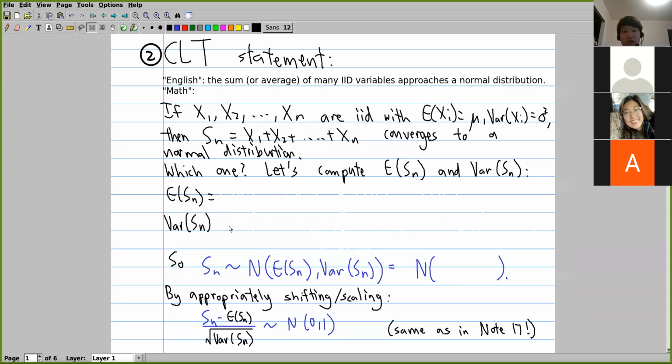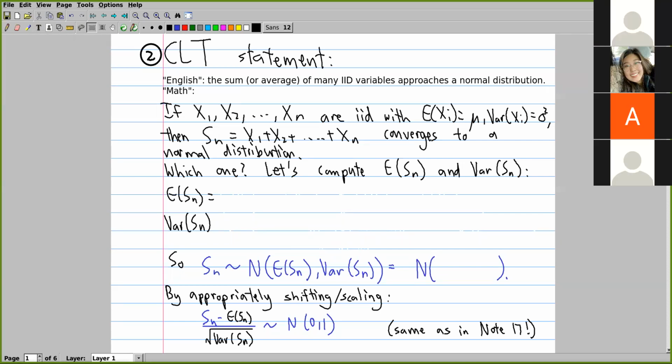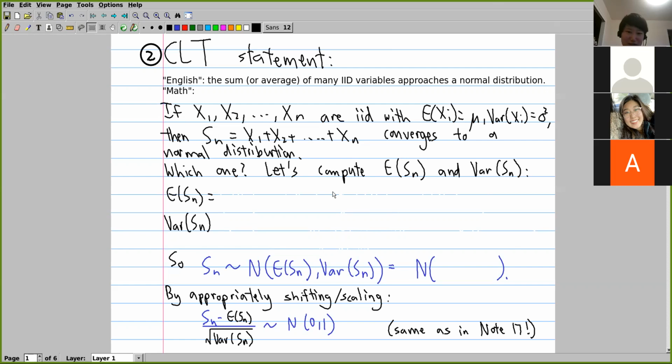But what normal distribution specifically? For that, we need to compute the expectation of the sum and the variance of the sum. So does anyone happen to know what the expectation of the sum might be? You can put it in the chat or say something.